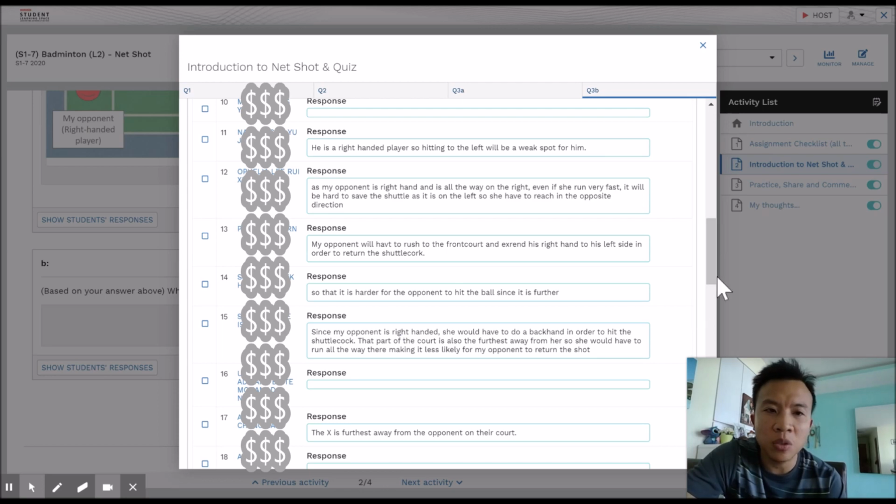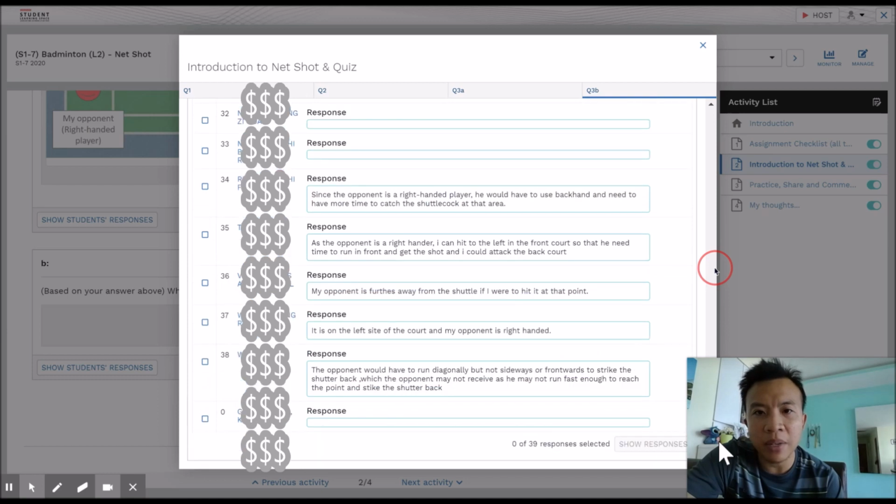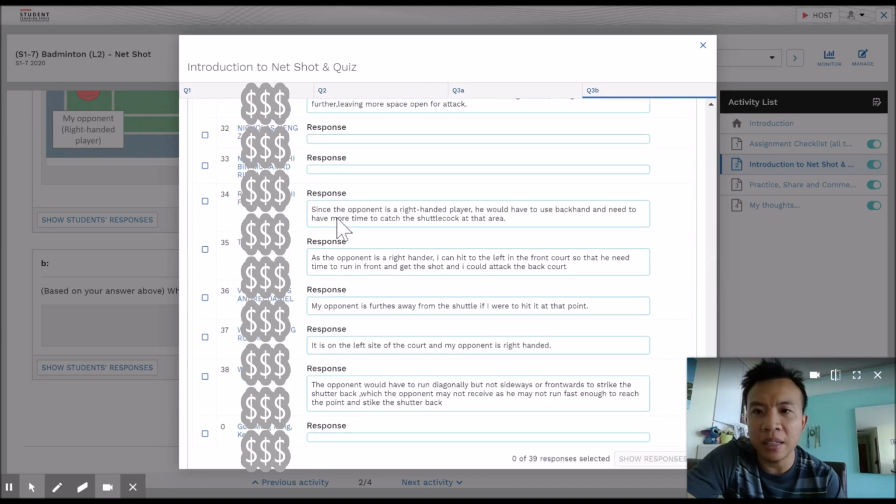But if you just glance through, you will know that not many of them actually mention the need for a backhand. Maybe just a few. Like another student over here: "Since the opponent is a right-handed player, he would have to use the backhand and need to have more time to catch the shuttle at that area."